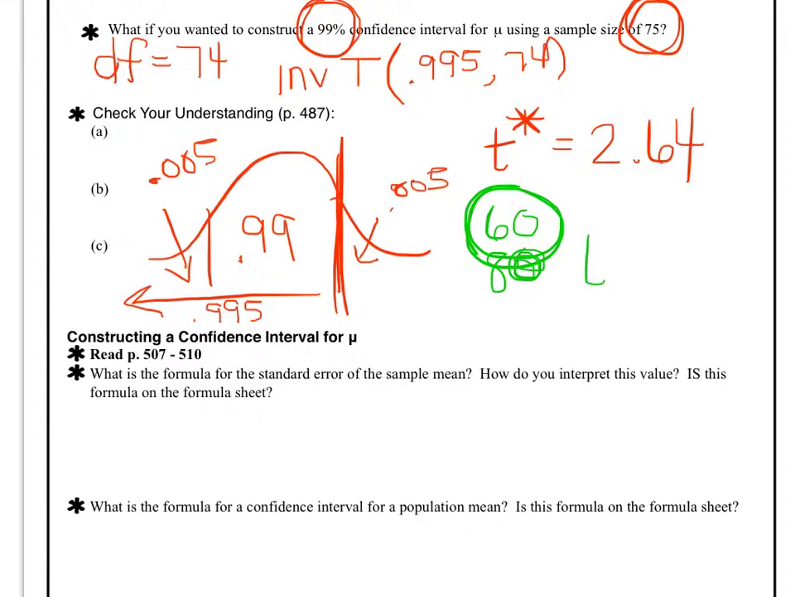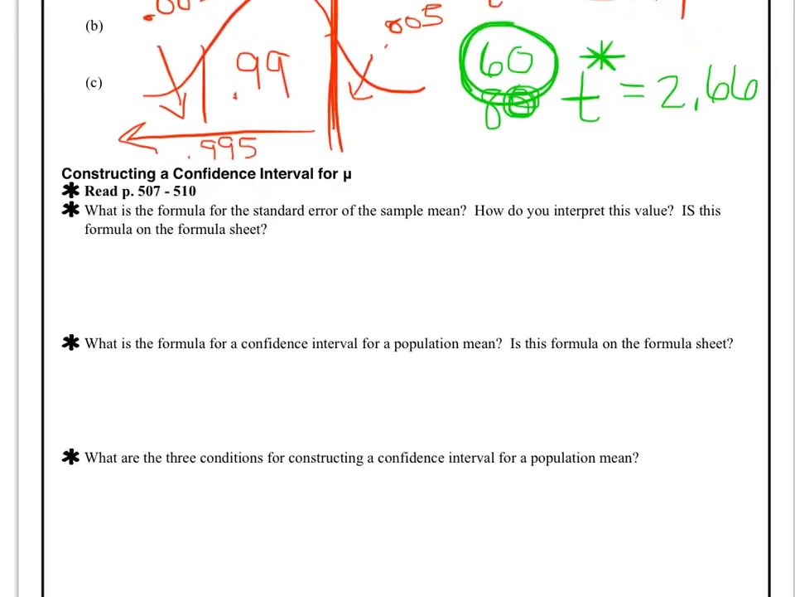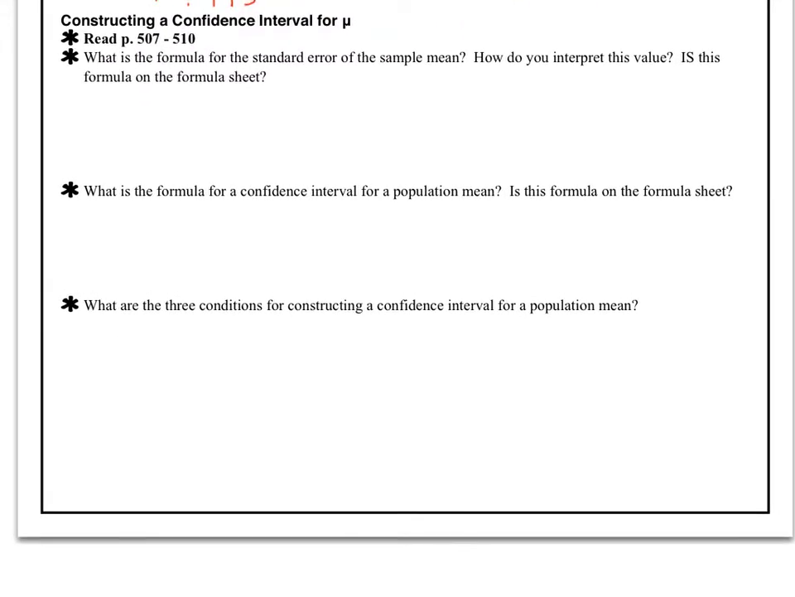If I look at table B and use 60, I would get a t-star value of 2.66, which is going to make my interval just a little bit wider. So one thing to know is always make sure you tell them whether you're using the calculator or table B, because the difference in the answers could be a result of which one you use.